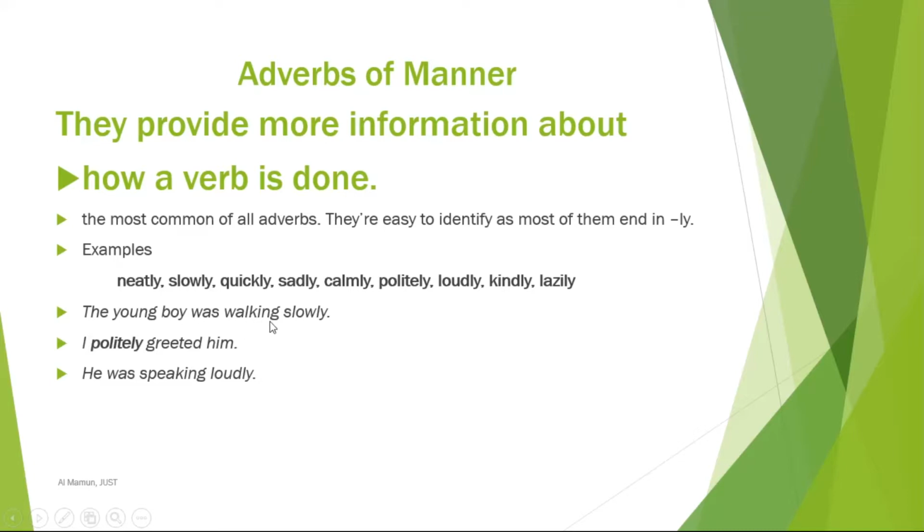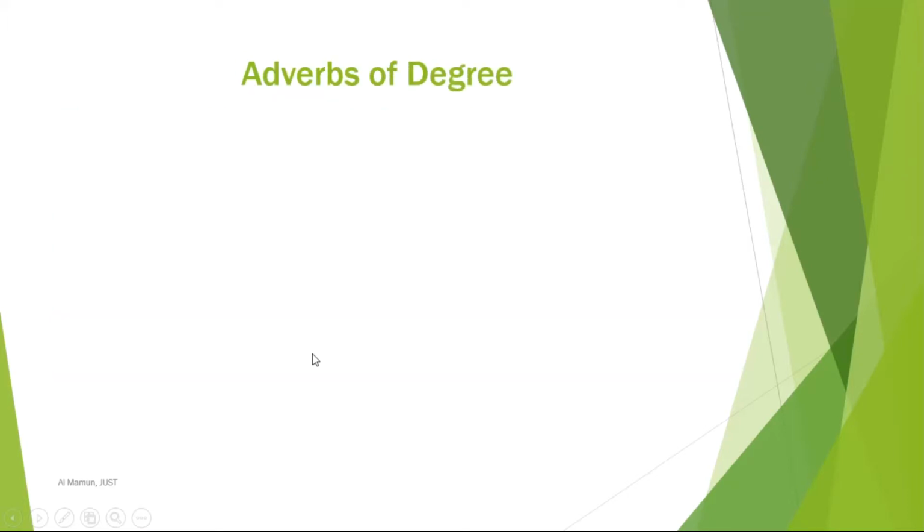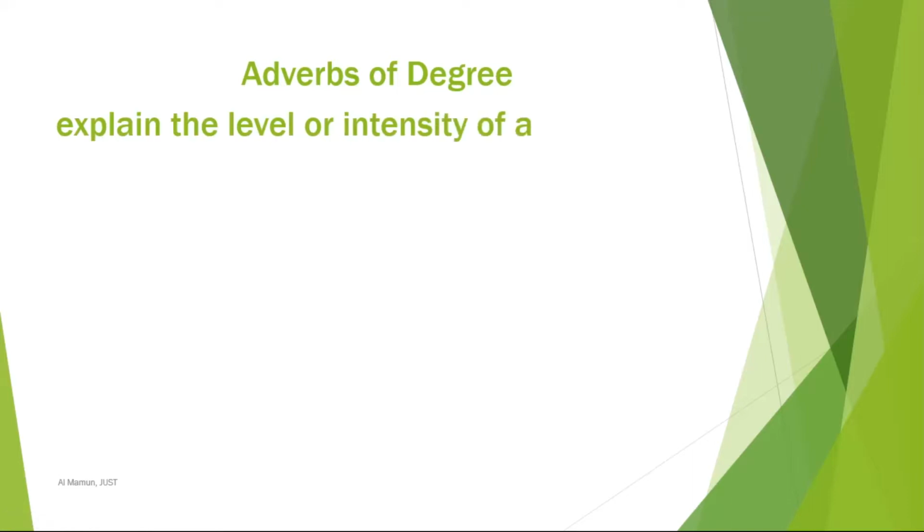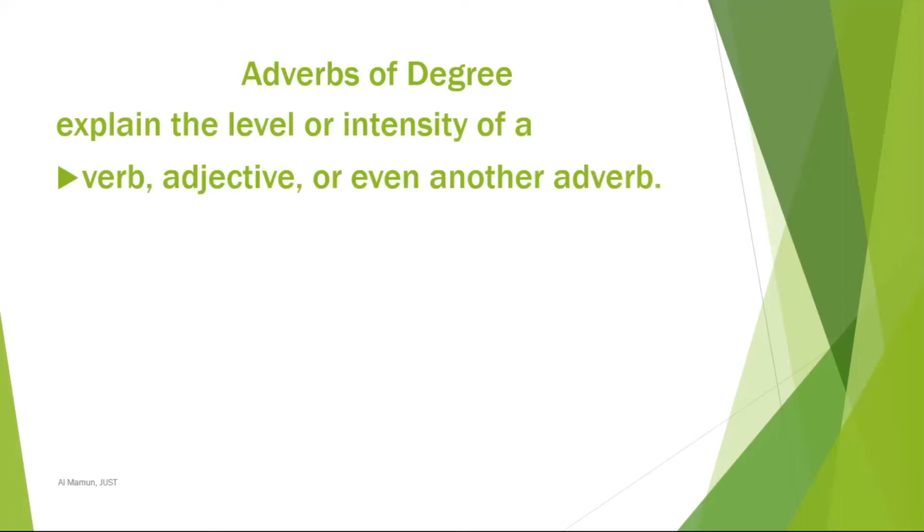The young boy was walking slowly. I politely greeted him. He was speaking loudly. The next type of adverb is adverbs of degree. They explain the level or intensity of a verb, an adjective, or even another adverb.